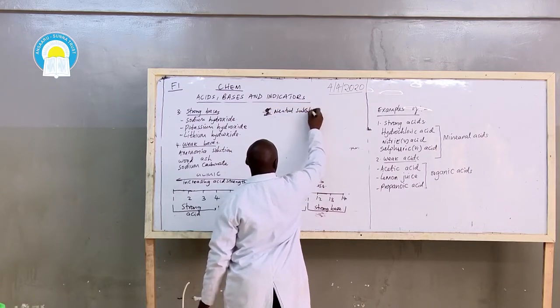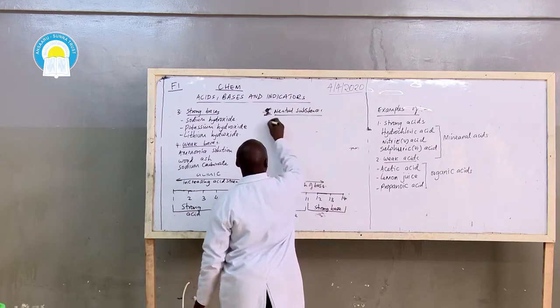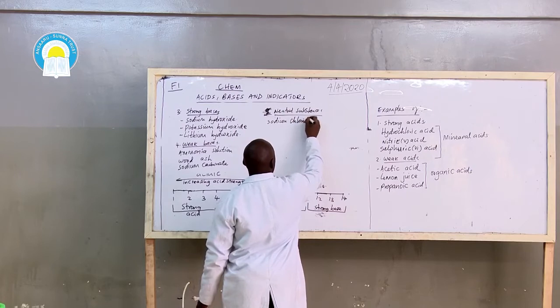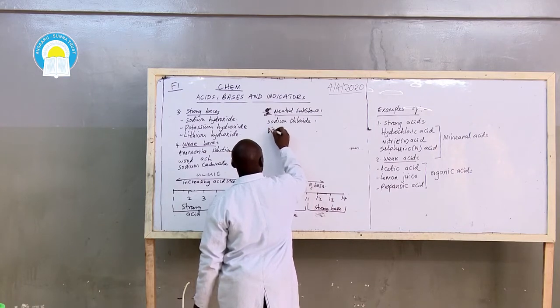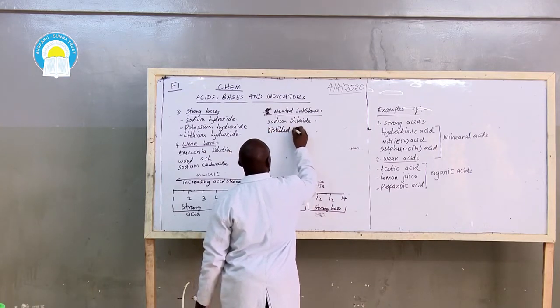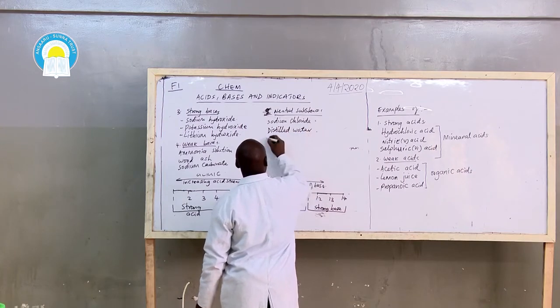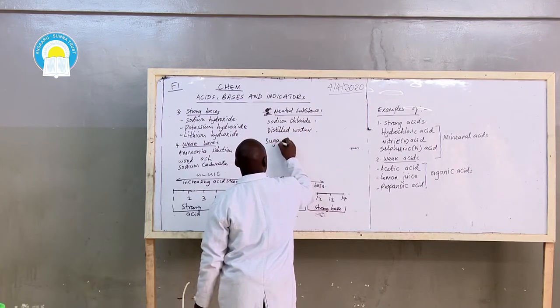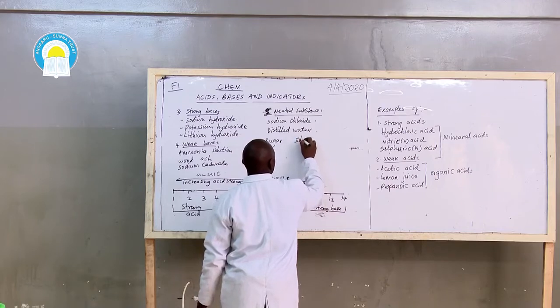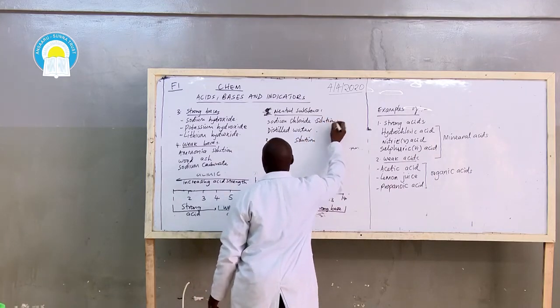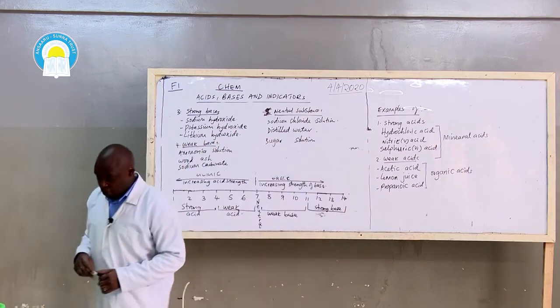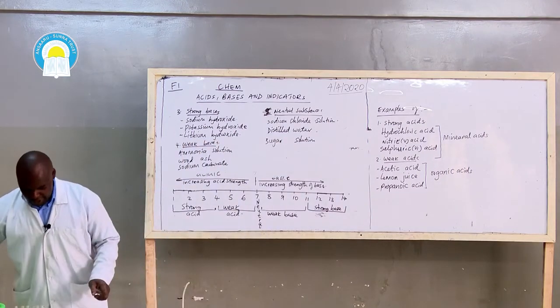We have said sodium chloride solution. We have said distilled water. We may also have sugar solution as an example of neutral substances. Sugar solution, sodium chloride solution, and distilled water. Those are examples of neutral substances.